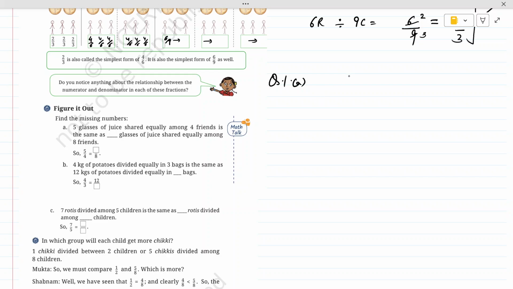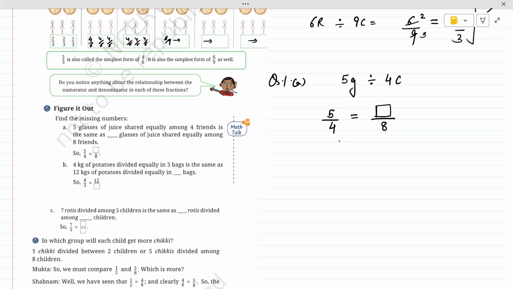So, we can write this as 5 glasses of juice shared among 4 children, 4 friends. So, 5 by 4 will be the share of each kid. This is the same as dash glasses of juice shared equally among 8 friends. So what they are saying, this will be equal to dash glasses of juice shared among 8 friends. We have to find the value here.